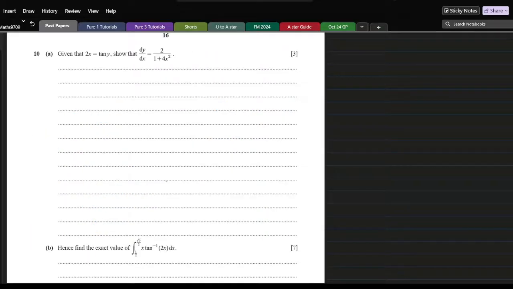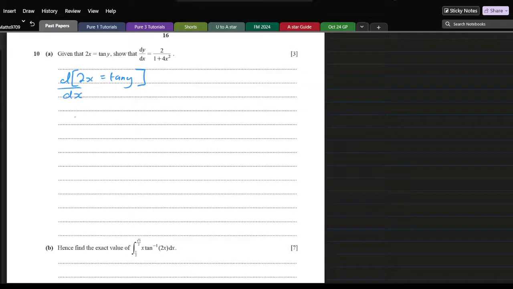Given that 2x is equal to tan y, show that dy/dx is equal to 2 over 1 plus 4x squared. Alright, so we've been given 2x is equal to tan y, and we have to find dy/dx. So we can differentiate this implicitly, right? This is with respect to x.